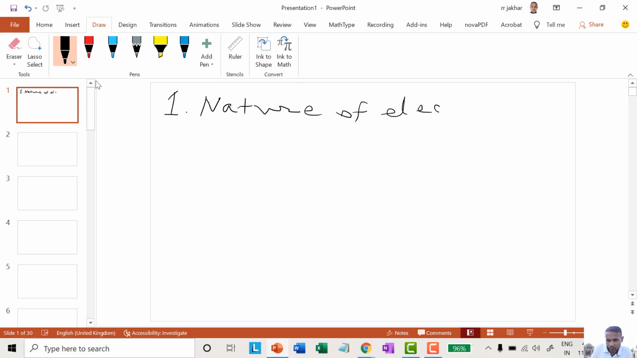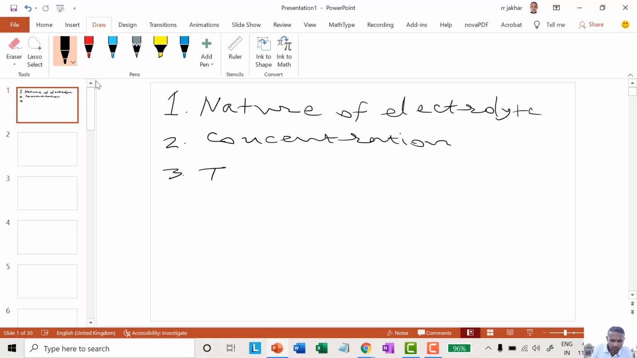The second factor we have discussed is concentration or dilution. The factor number 3 we have discussed is temperature.